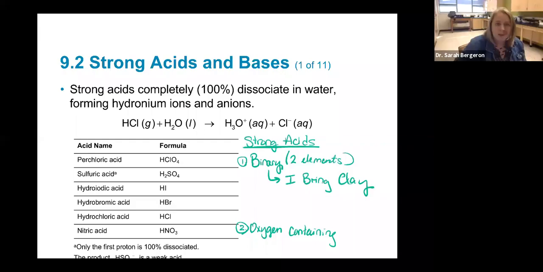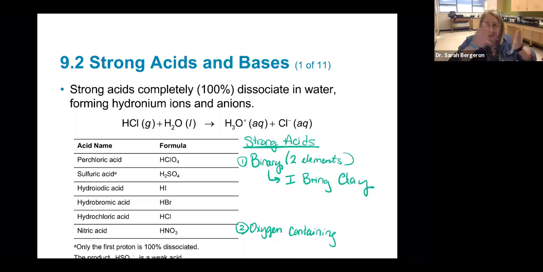Okay, we are on chapter 9, section 2, and we're going to talk about certain classifications of acids and bases, and we're going to talk about strong acids and bases. So remember when we said acids and bases are things that dissociate? Well, there are really actually two different ways that it can dissociate.